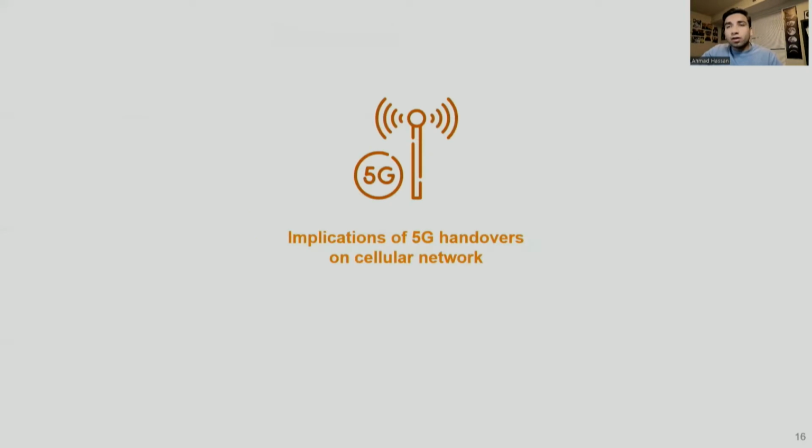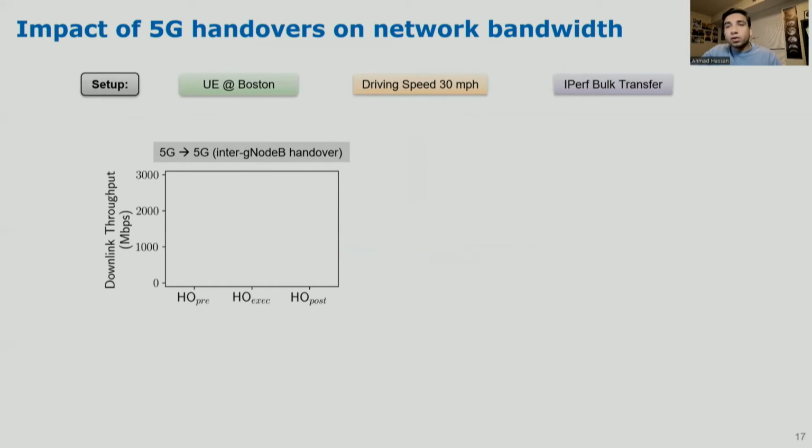Next, we focus on the implications of mobility on 5G networks. To understand the impact of handovers on network bandwidth, we perform bulk download using iPerf to saturate the downlink channels of the mobile phone. We plot the downlink throughput before, during, and after the handover. Here we focus on simple 5G to 5G handovers.